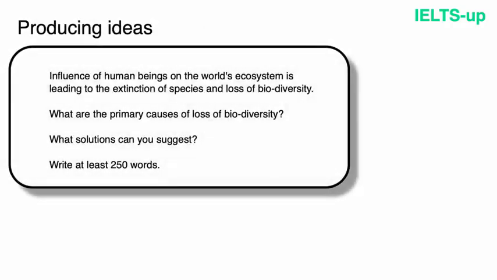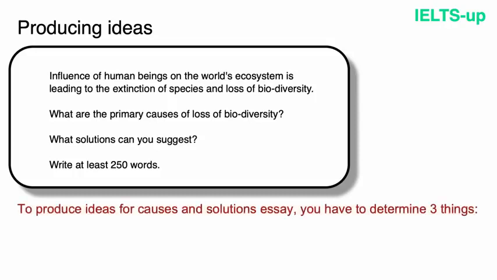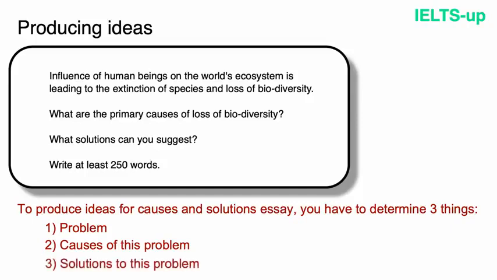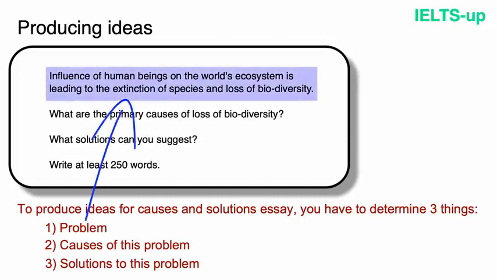So, we're starting to plan our essay by producing ideas. To produce ideas for causes and solutions essay, you have to determine 3 things. First is the problem. Second, are causes of this problem. And third, are solutions to this problem. The problem is already given in your question card. It's loss of biodiversity. Or in other words, some animals and plants are dying out.